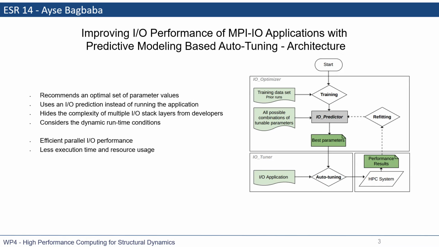We propose a predictive performance modeling-based parallel I/O auto-tuning approach that can recommend an optimal set of parameter values, currently tested with MPI-I/O and Lustre, for an application on a given system. Because the model uses an I/O prediction to determine these values instead of running the application, it can significantly reduce execution time and resource usage. It hides the complexity of I/O stack layers from developers.